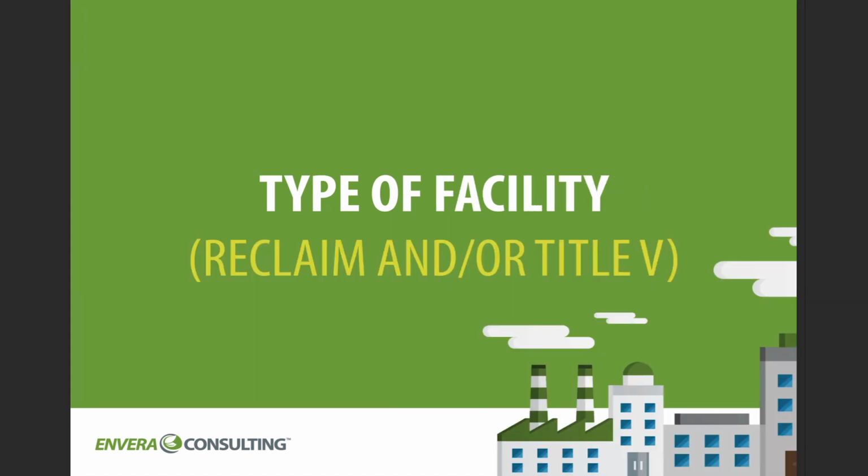In addition, you have to note the type of facility that is submitting this permit application. And so it could be a reclaim and or Title V facility. Again, this form is asking for very basic information. It's sort of an administrative type of form that simply tells the AQMD who is submitting this permit application.